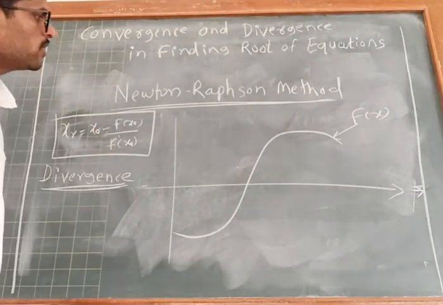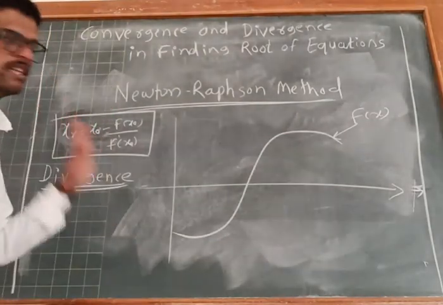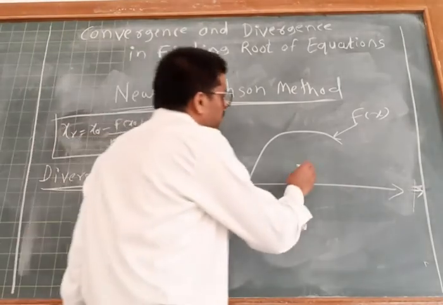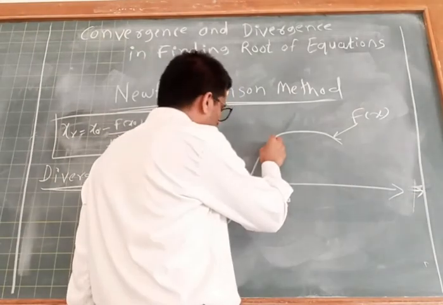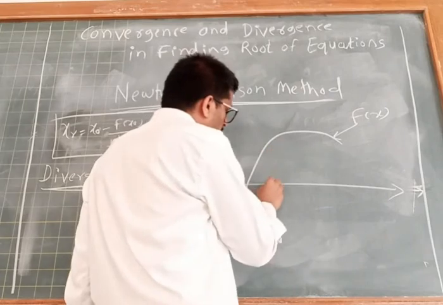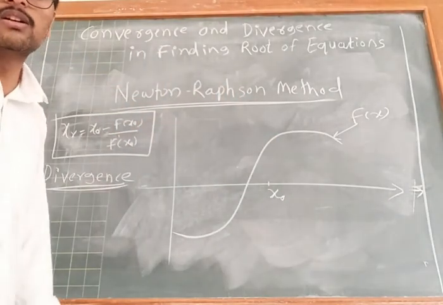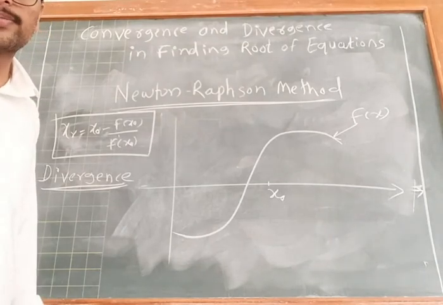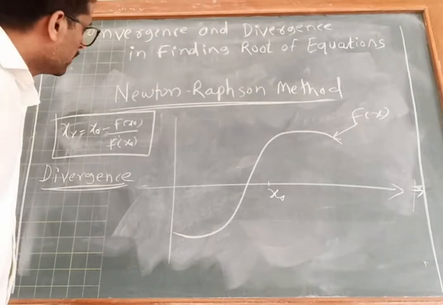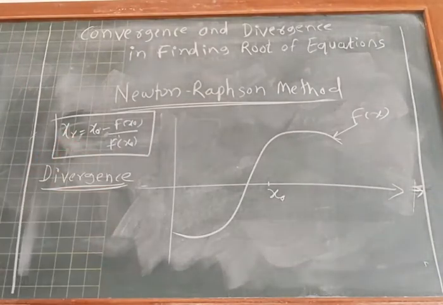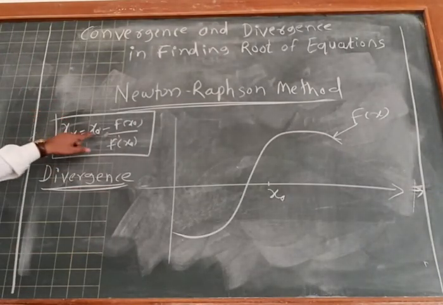Now in case of Newton-Raphson method, what we are doing? We are choosing the initial case x0. So let us consider we have chosen initial case x0. So this is the initial case to solve the problem by using Newton-Raphson method. Now by using this formula we are getting xr. xr is equal to x0 minus f of x0 divided by f dash of x0.